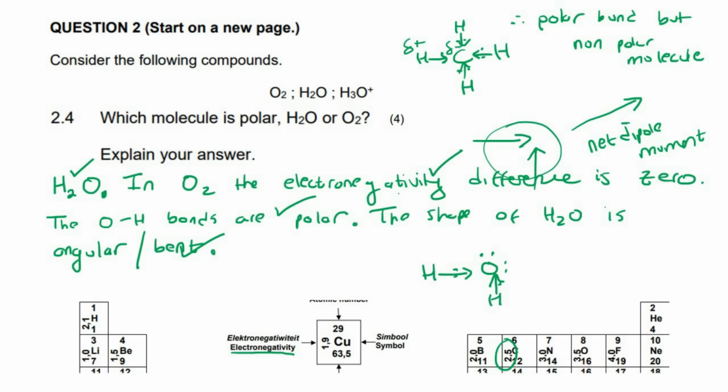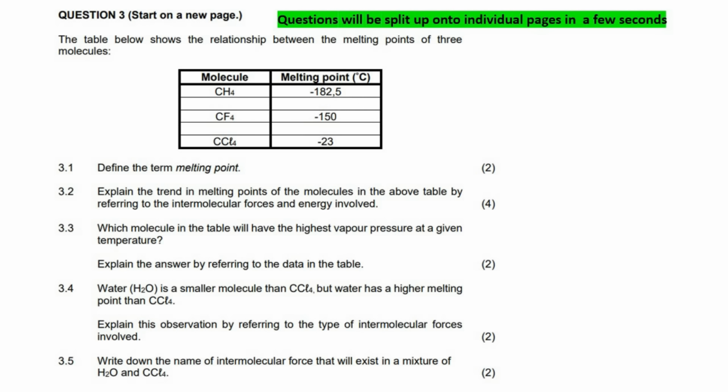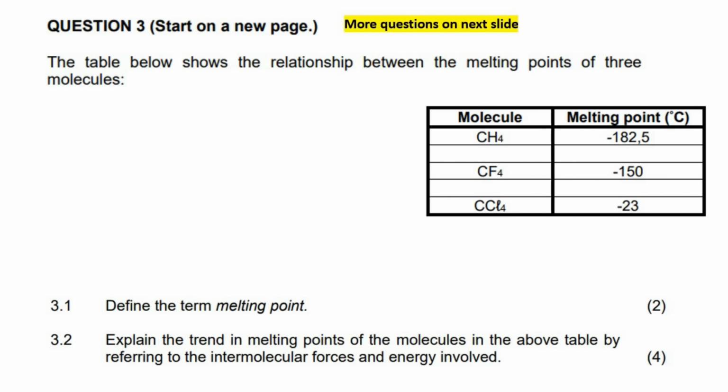I will break these questions up onto different pages, but in case you just want to try all of them, there they are. So we see here that the table below shows the relationship between melting points of 3 molecules. Okay, so we've got CH4, CF4, and CCl4, and we've got their different melting points. First question says, define melting points.